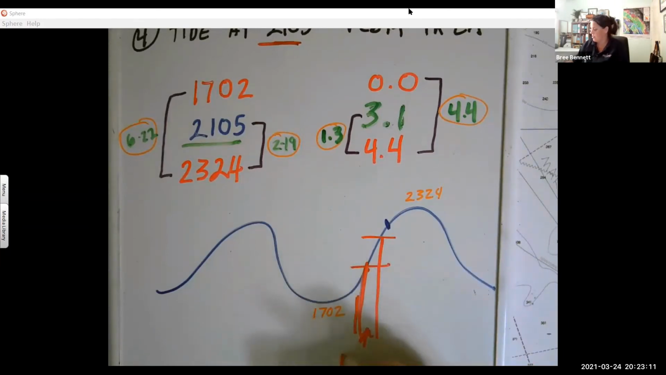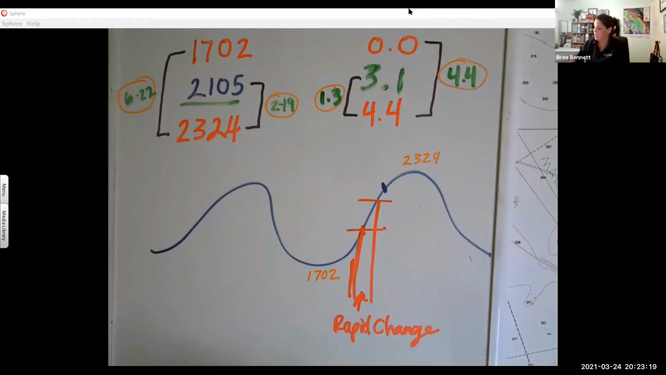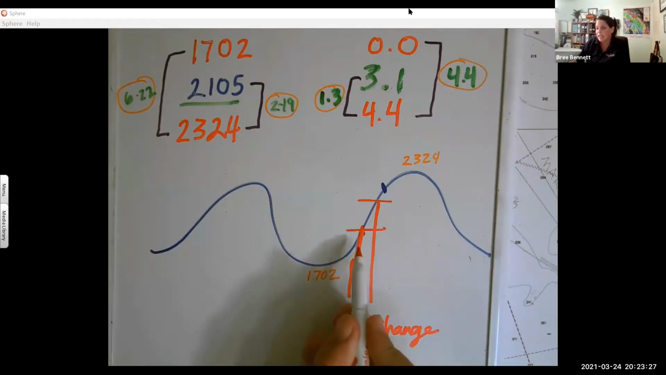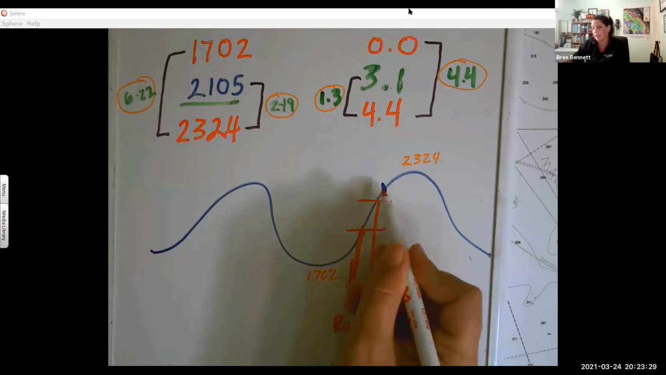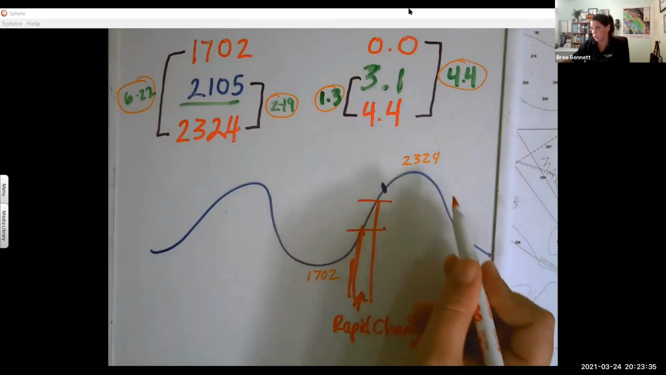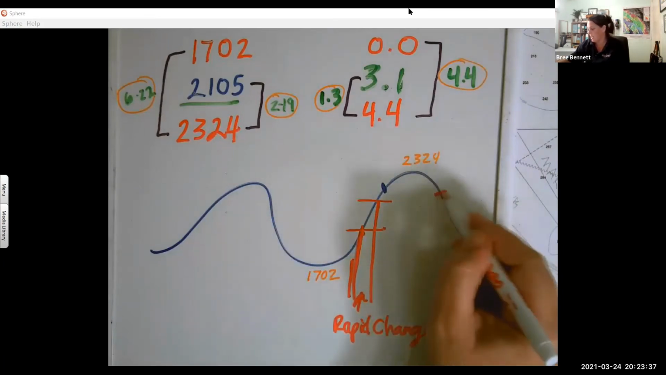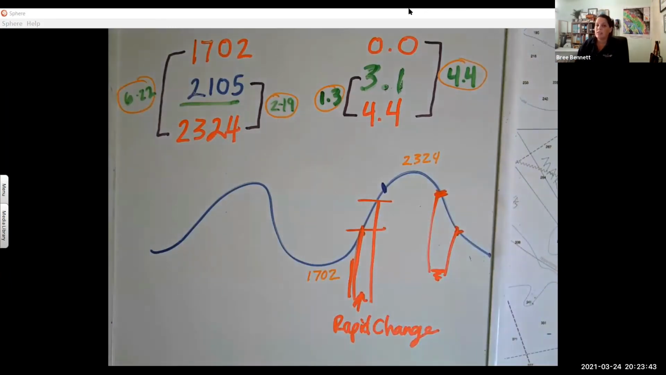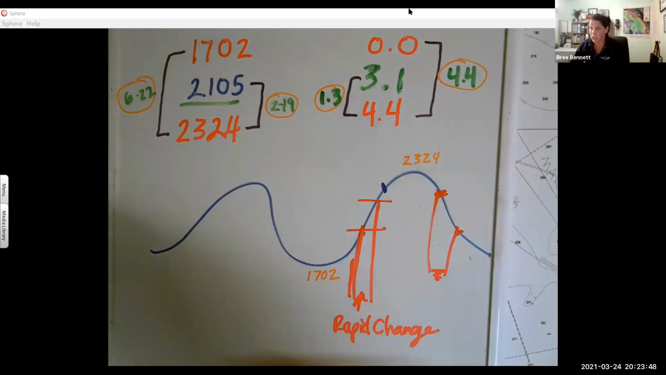This is the rapid change of the tide. So here the tide kind of slows down and bottoms out, and then slowly starts to rise. And then you get this rapid change, and then it kind of slows down its rise, tops out, slowly starts to fall, and then you get that rapid change time. So that's why we can't interpolate this linearly. It's not a linear interpolation.